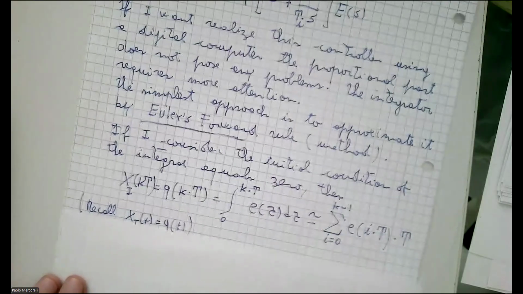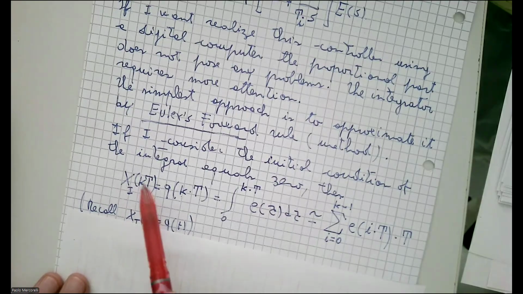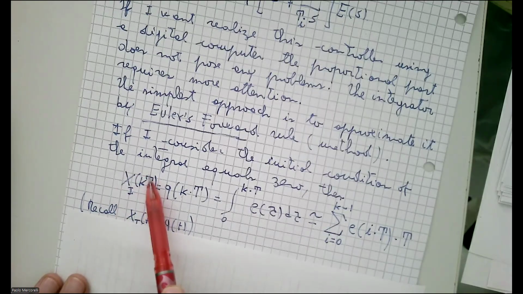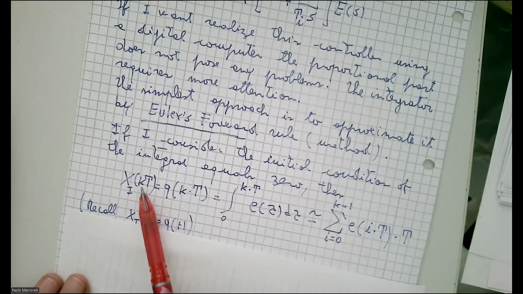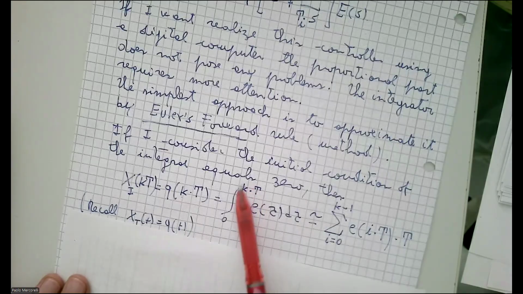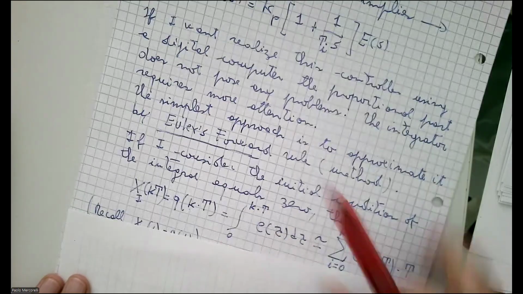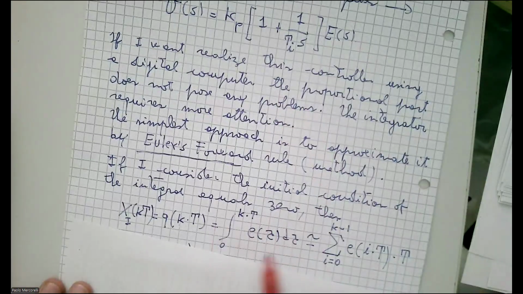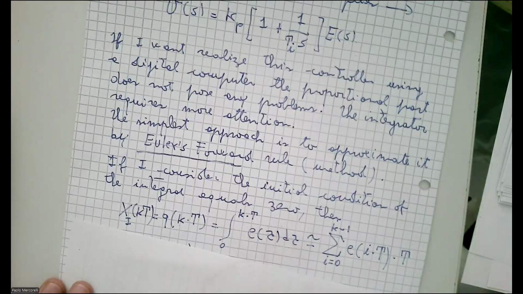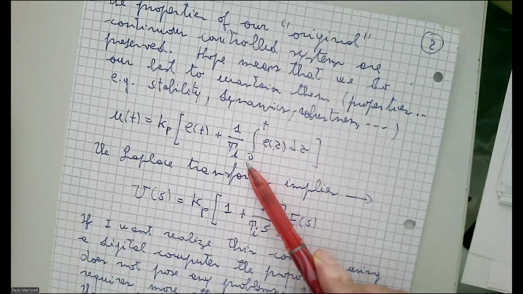Look at this. Do you remember the concept of the memory summarized here? It's a variable we call Q, no? Which is the integral starting from 0 up to kT of the error. Look here. This representation is the discretization, not exactly discretization. I discretize just the time of this integral here.